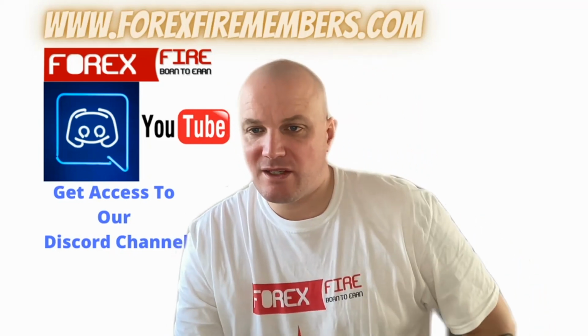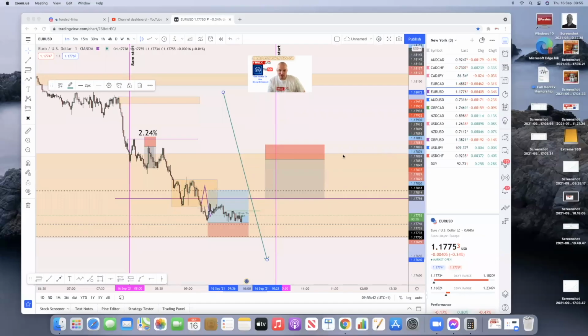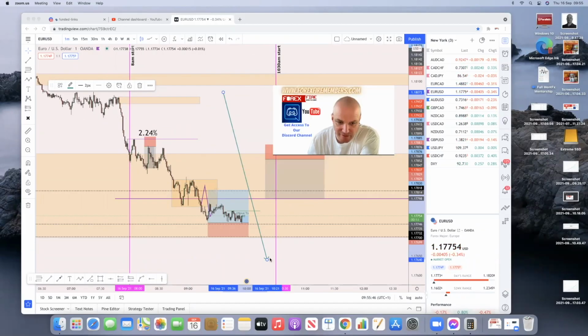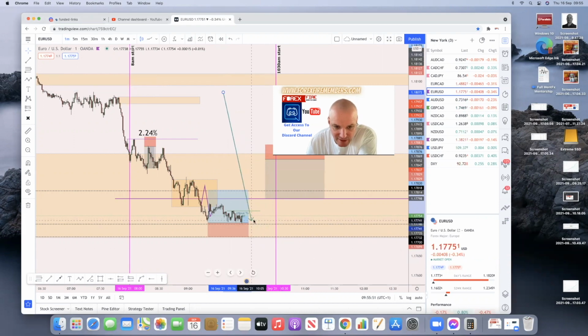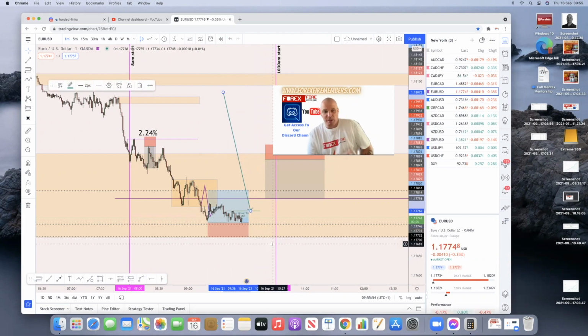Hi guys, it hasn't taken long. Let's go back to share. Get the handsome face of mine a bit bigger, get the fire ones. As you can see, we've got a pip entry. To the pip entry, we get to this area here. We move in the stop loss to break even.